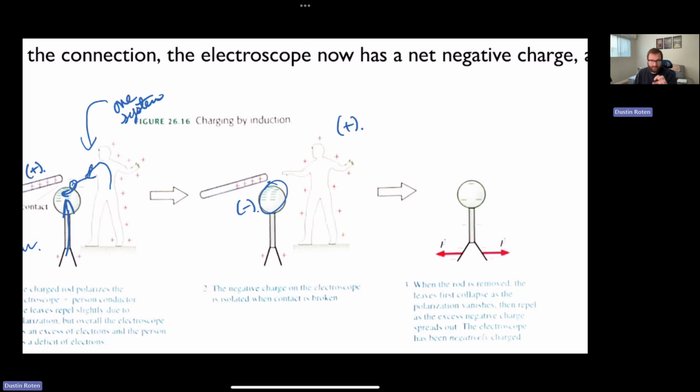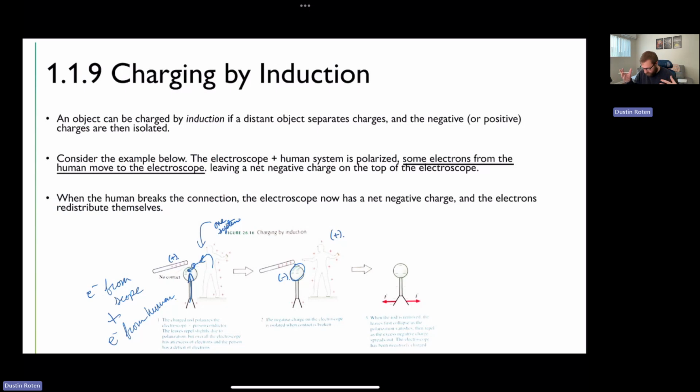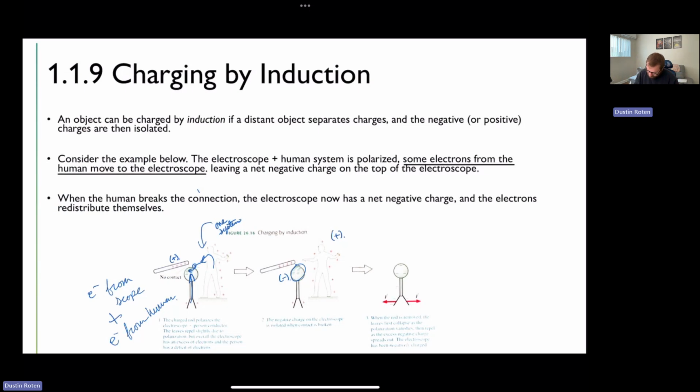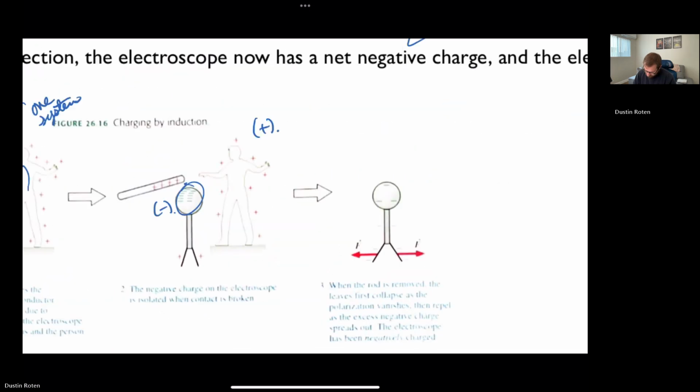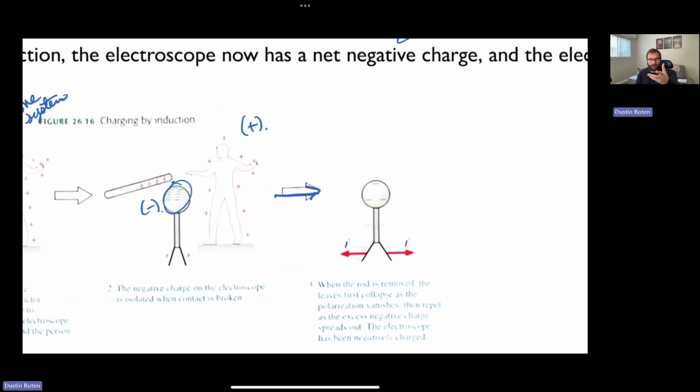So the next thing that's going to happen, let's see if I have a bullet point. When the human breaks the connection, the electroscope now has a net charge. Yes, okay. So we talked about the breaking of the connection, the net negative charge. And now, as electrons do in a conductor, because this is a metal electroscope, the electrons will redistribute themselves. Remember, they hate being around each other, so they're going to redistribute everywhere, right? So that means they want to move down and away from each other.